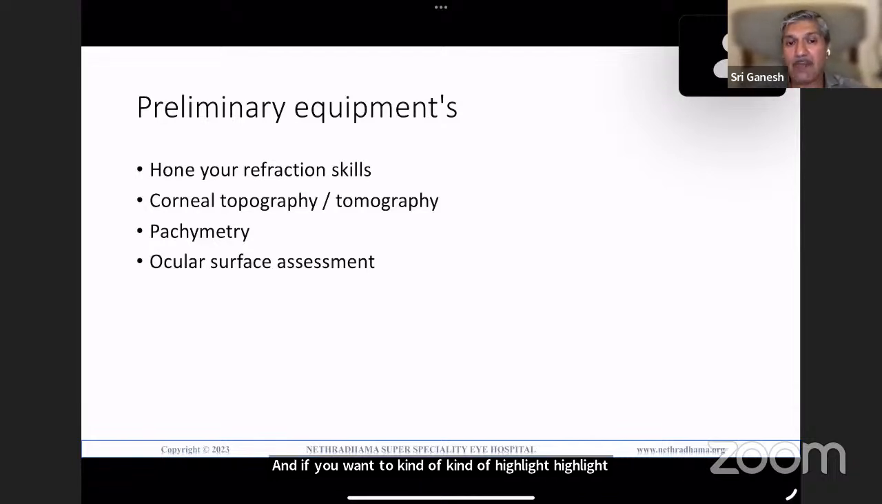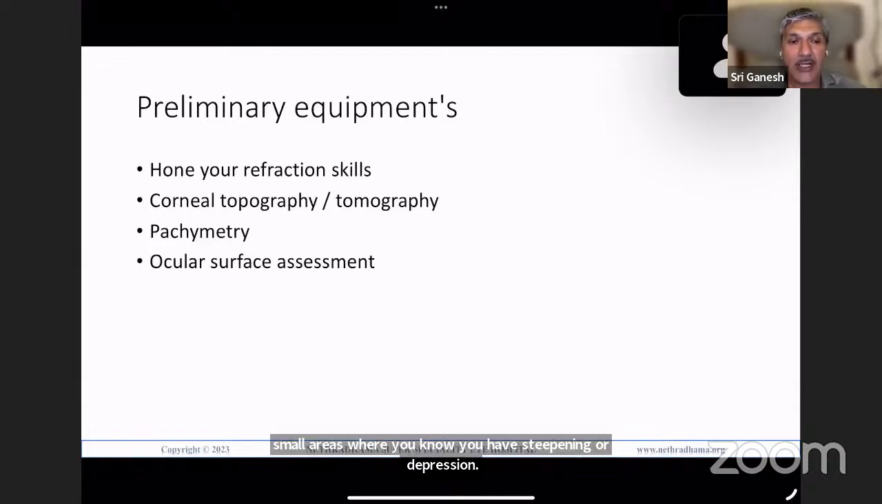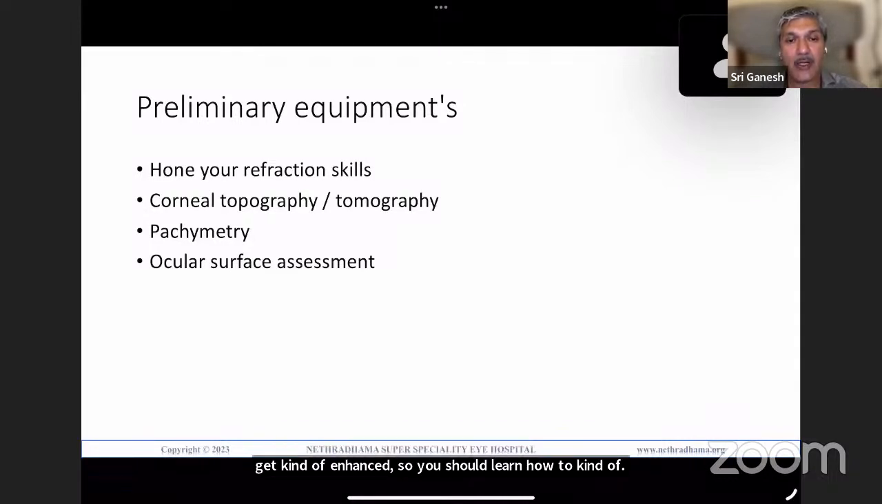Of course, the BAD map gives you elevation maps, and then you can use the BAD algorithm to pronounce the elevation which is there in keratoconus. But even on corneal topography, if you just have a Placido and use a tangential map, it will give you a little more information. Those small areas where you have steepening or depression get enhanced. So you should learn how to use and interpret corneal topography.